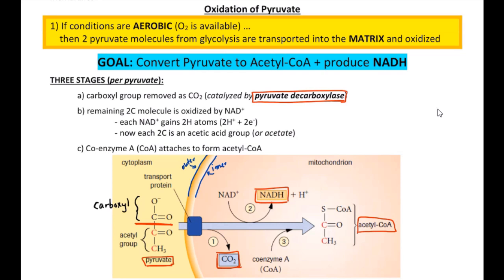And this will be my goal up here. I'm going to want to convert the pyruvate into acetyl-CoA. That'll be my next carbon molecule. And I'm going to want to produce NADH. So I'm going to steal some electrons because that's the role of NADH, right? So convert pyruvate to acetyl-CoA, produce some NADH, and you'll see how we do that in a second. So there are 3 stages, or 3 little mini steps that we have to do.